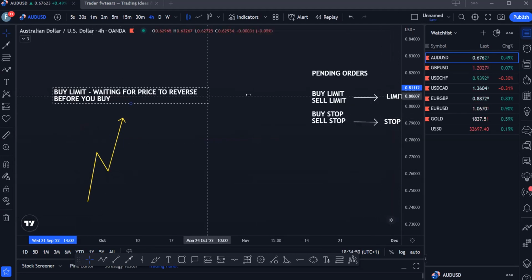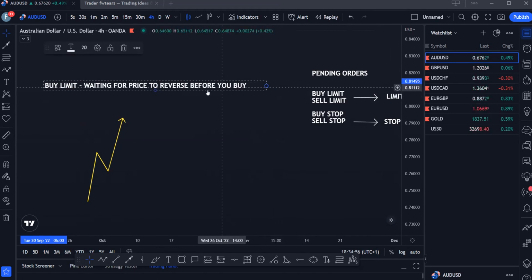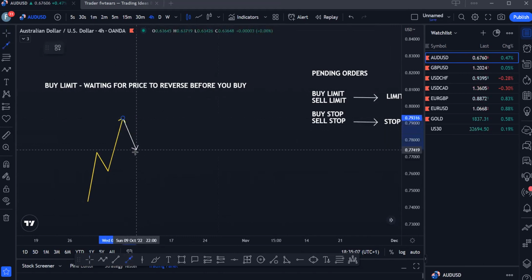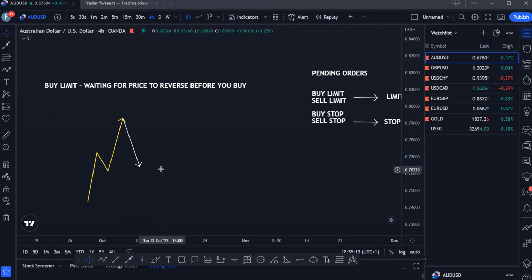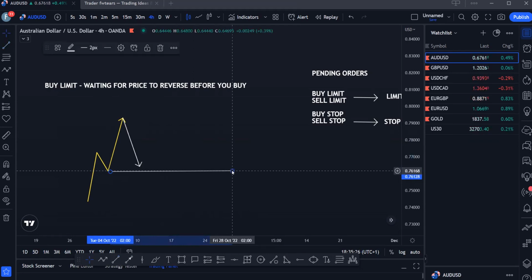I think that's the easiest way I can explain this to you. You use a buy limit when you want to buy a particular pair, but you want to wait for the price to reverse before you buy. By reverse, I mean you want price to come down to a particular price and then you buy. So once price reverses, maybe you've set your pending order to be somewhere here, at this price here.